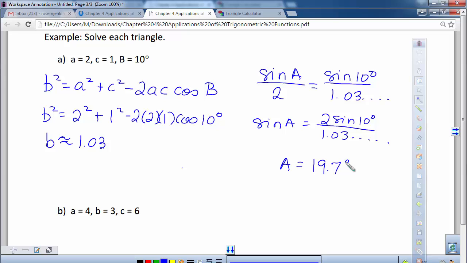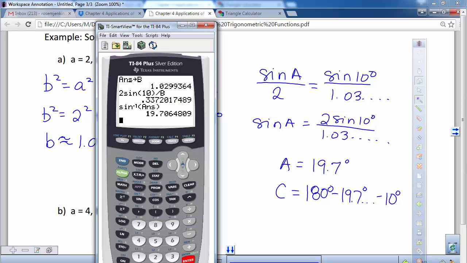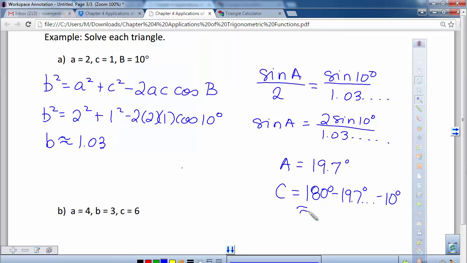C would have to be 180 degrees minus this 19.7 number, and minus 10. All right, if I do that on the calculator, and let me store that A value. So I'll store this as alpha A. Okay, so we got 180 minus alpha A minus 10. I get 150.3.